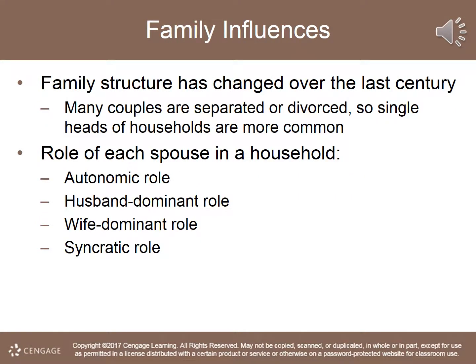Marketers define the role of each spouse in terms of four categories. Autonomic role is seen when the partners independently make equal numbers of purchase decisions. Purchases of personal care products fall into this category. Husband-dominant role occurs when the husband usually makes certain purchase decisions. Purchase of a generator or wood stove most often falls into this category. Wife-dominant role has the wife making most of certain buying decisions. Children's clothing is a typical wife-dominant purchase. Syncretic role refers to joint decisions by spouses. The purchase of a house follows a syncretic pattern.